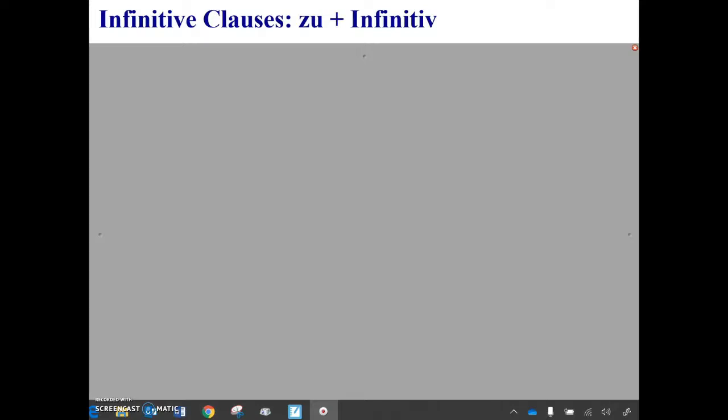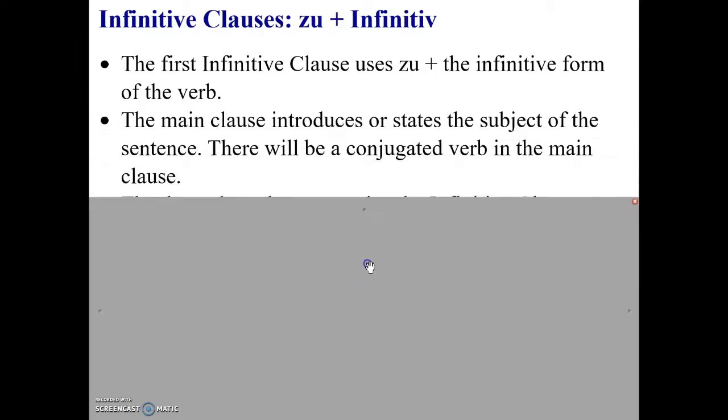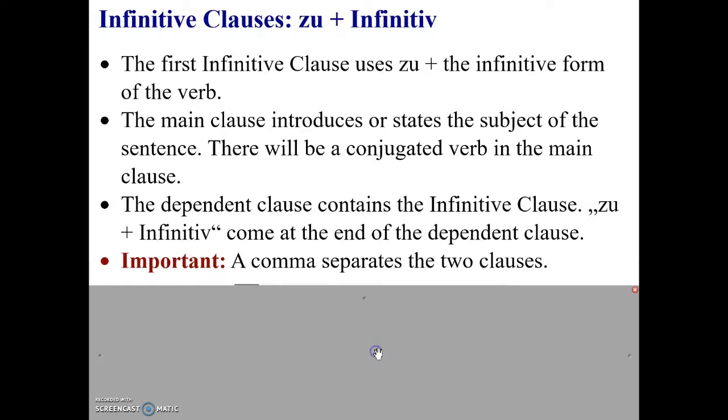So let's look at infinitive clauses. There are two types. The first is zu plus Infinitiv. Infinitive clauses have two clauses, a main clause and a dependent clause. The main clause introduces or states the subject of the sentence. There will be a conjugated verb in the main clause. The dependent clause contains the infinitive clause.